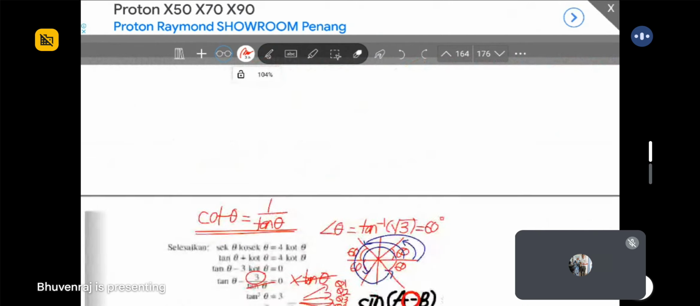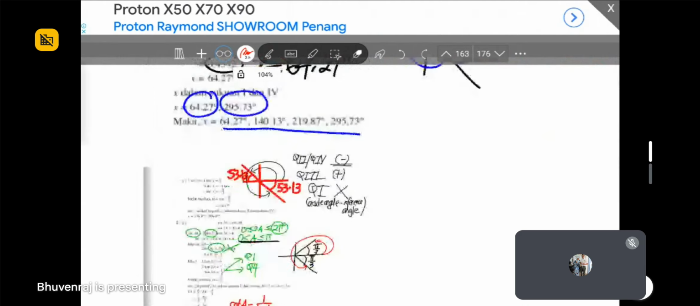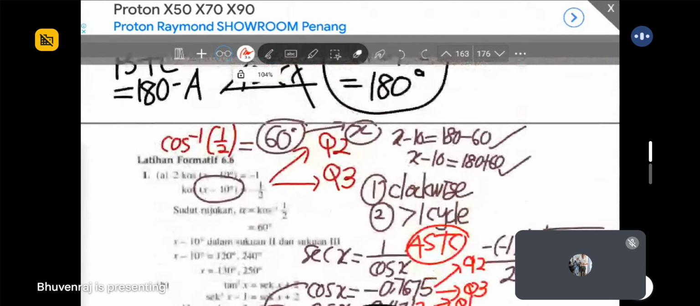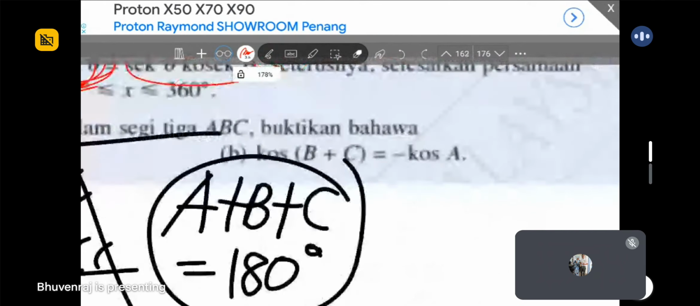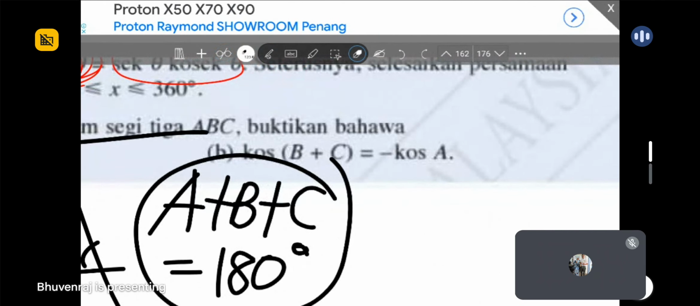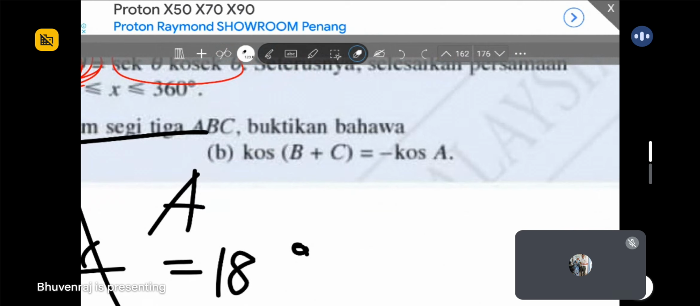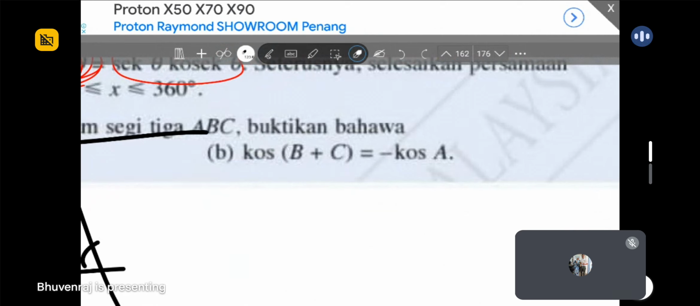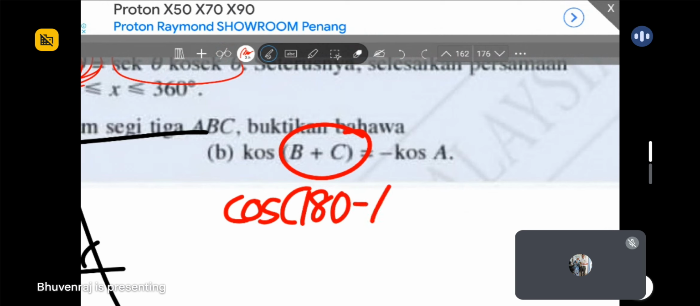Okay, next one. For question B, they ask you to prove this: cos B plus C equal to negative cos A. Again, you are going to start from here. So B plus C, like just now, we know is 180 minus A.